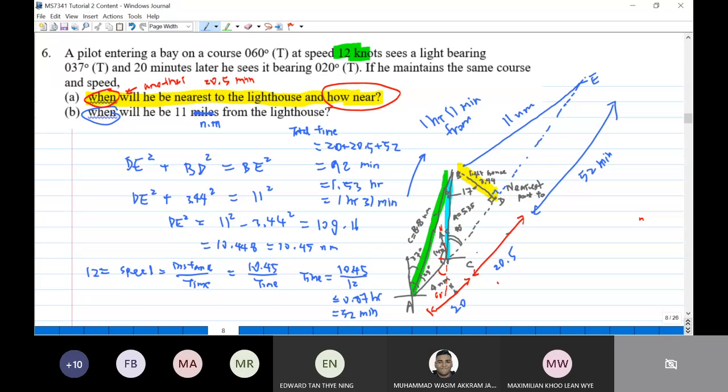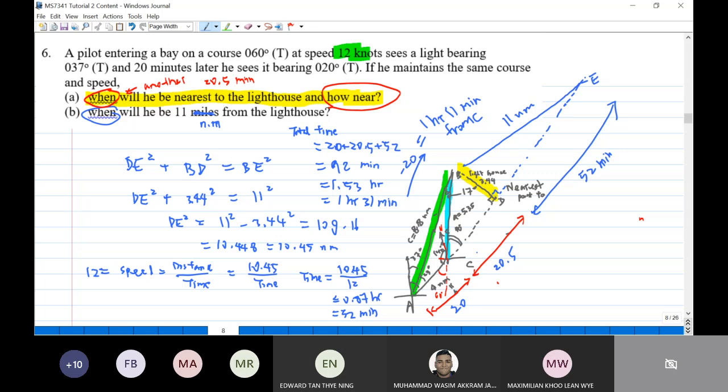C onwards, all right? I showed you the total time, but the answer given is after you go to C already, so it's just minus 20. Then you get 1 hour 11 minutes from C, all right? So this is the answer for question 6.